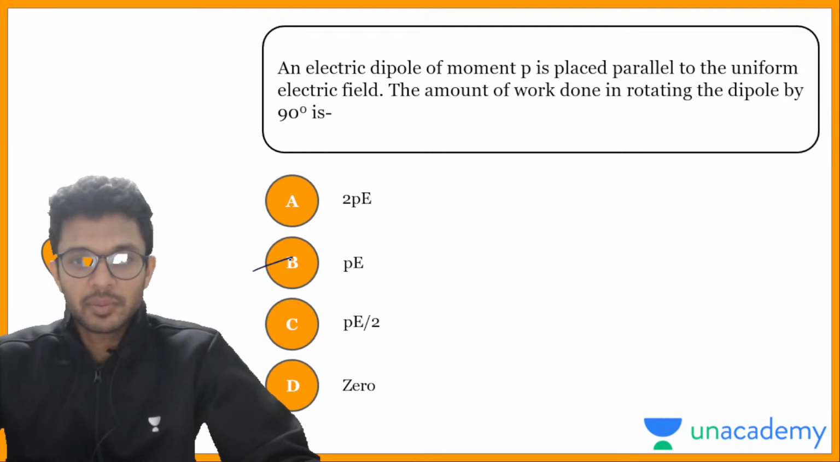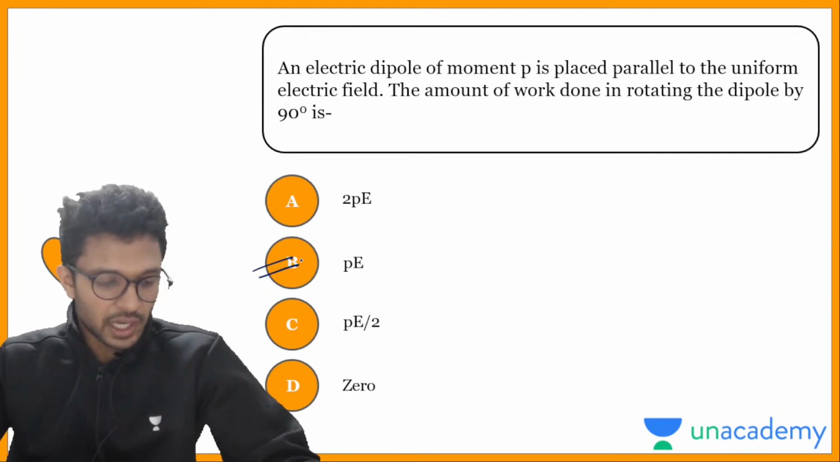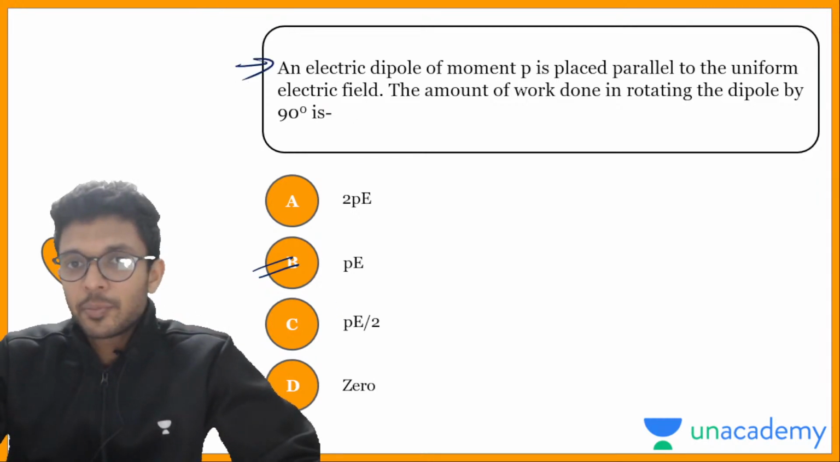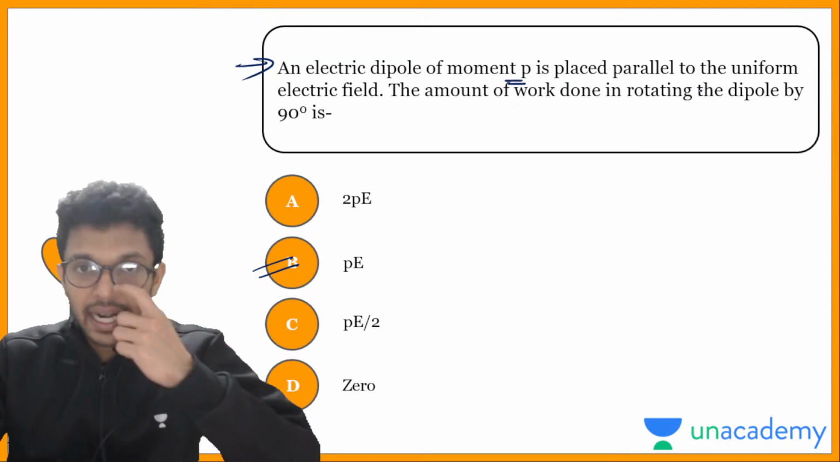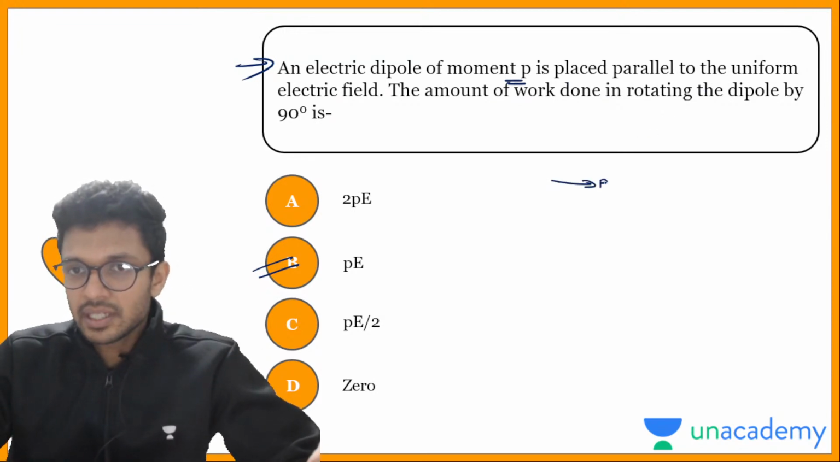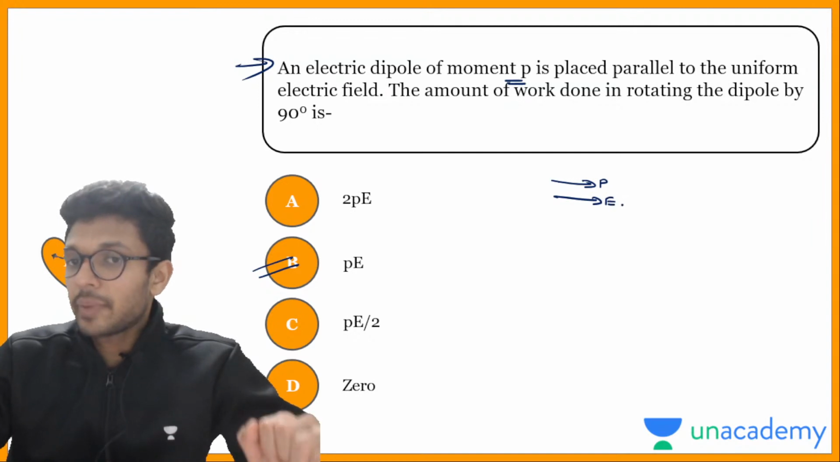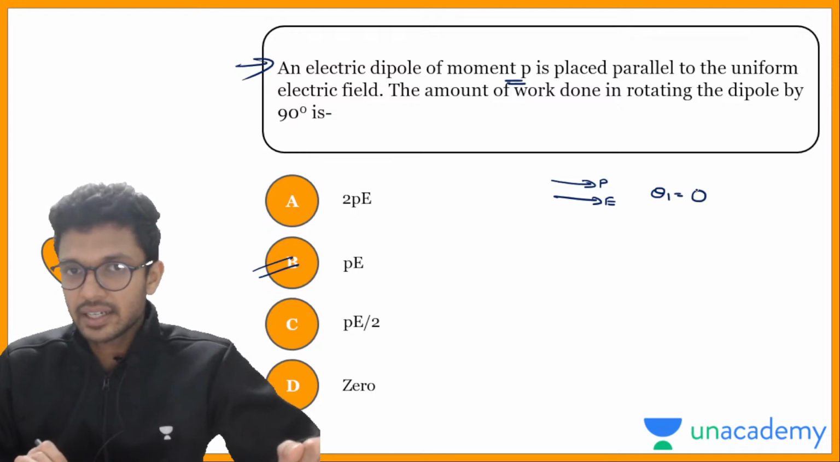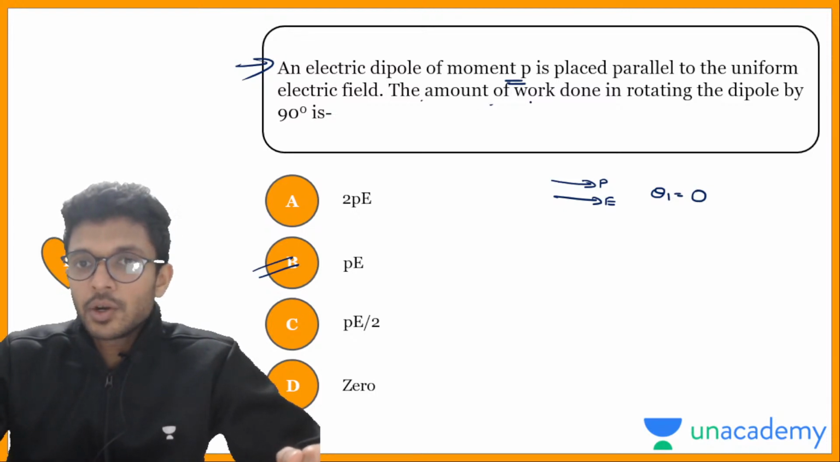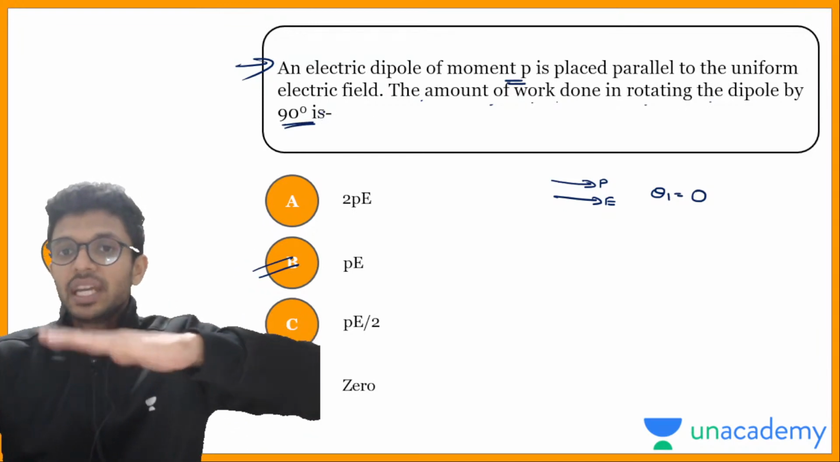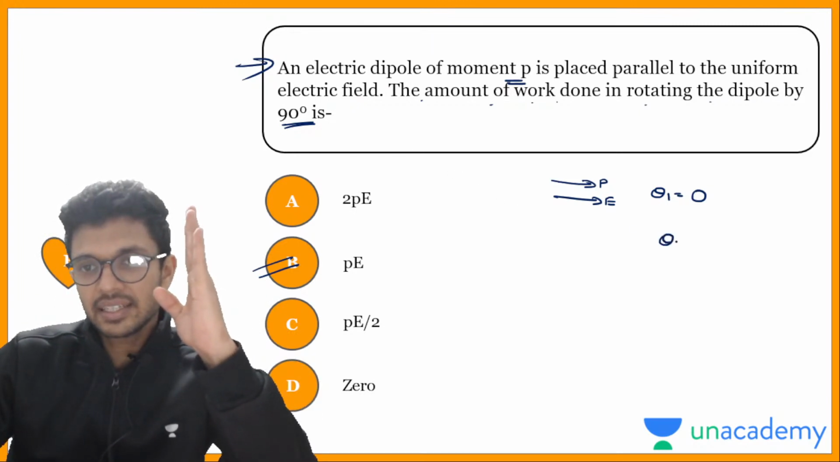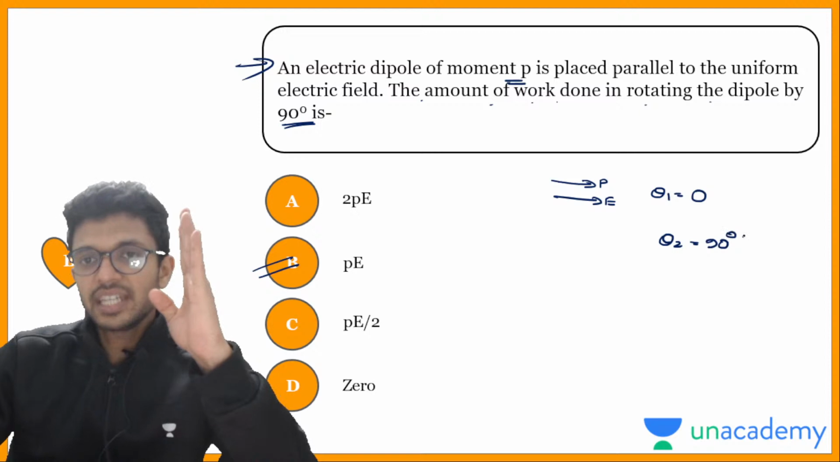Yes, it's option B, Amara. Okay. So, I'll tell you how this particular question can be done. Look. An electric dipole moment P is placed parallel to the electric field. Meaning, dipole moment and electric field are parallel. So, tell me what is the initial angle between them? 0, as they are parallel, right? Okay. Now, the amount of work done in rotating the dipole by 90 degree. If you rotate the dipole by 90, its dipole moment will also be rotated by the same angle 90. So, the final angle will become 90 degree.